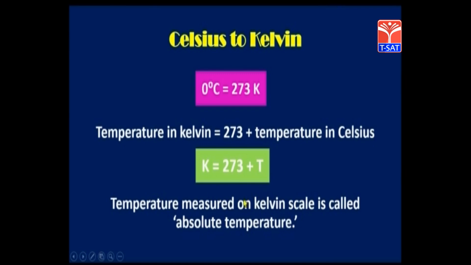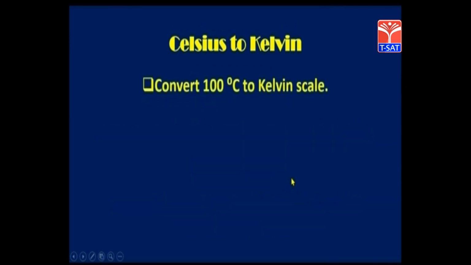And the temperature measured on the Kelvin scale is called the absolute temperature. Okay children, if we are measuring temperature using the Kelvin scale, then it is called the absolute temperature. Let us do a small problem, children, converting Celsius to Kelvin.